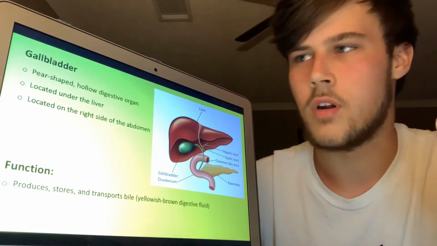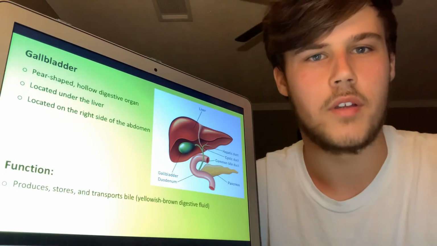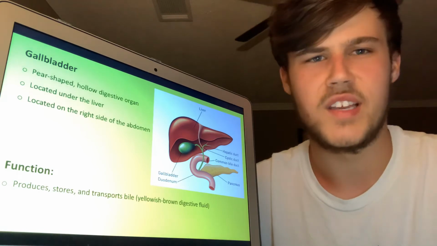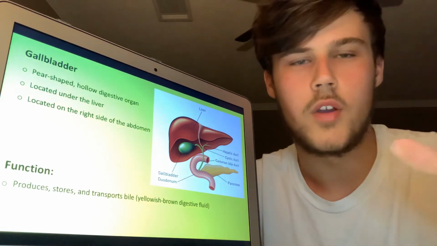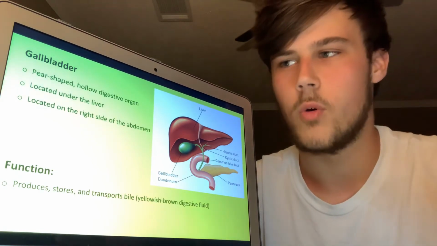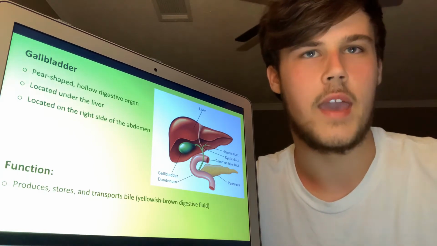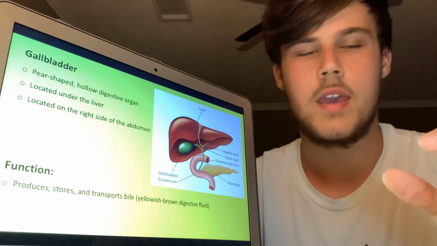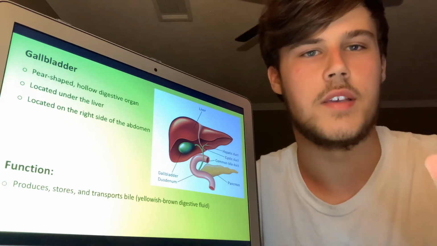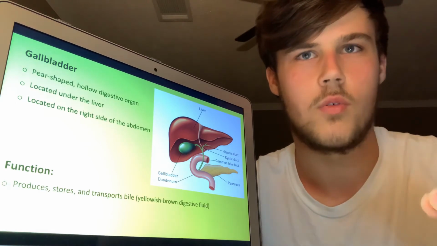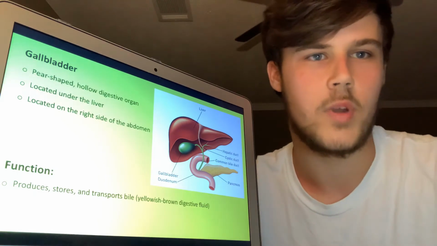Alright, first I want to start off by talking about the gallbladder and what it is and its main function. The gallbladder is a pear-shaped organ that is located under the liver and on the right side of the abdomen. Its main function is to produce, store, and transport bile when needed.